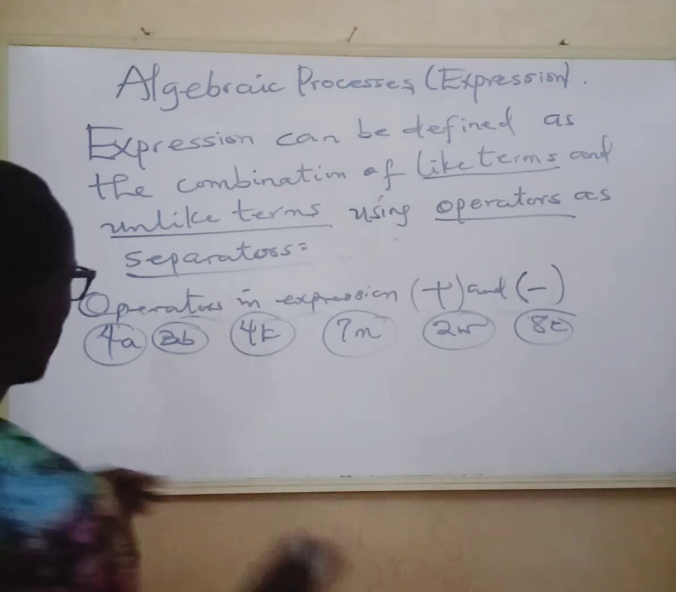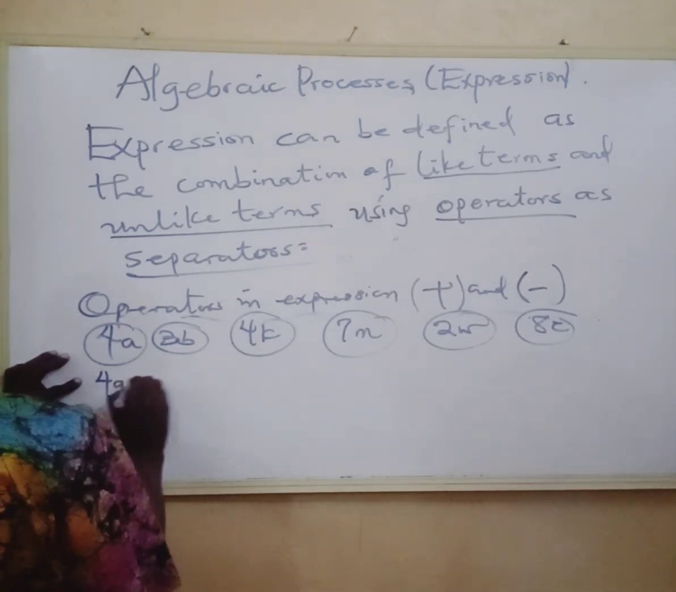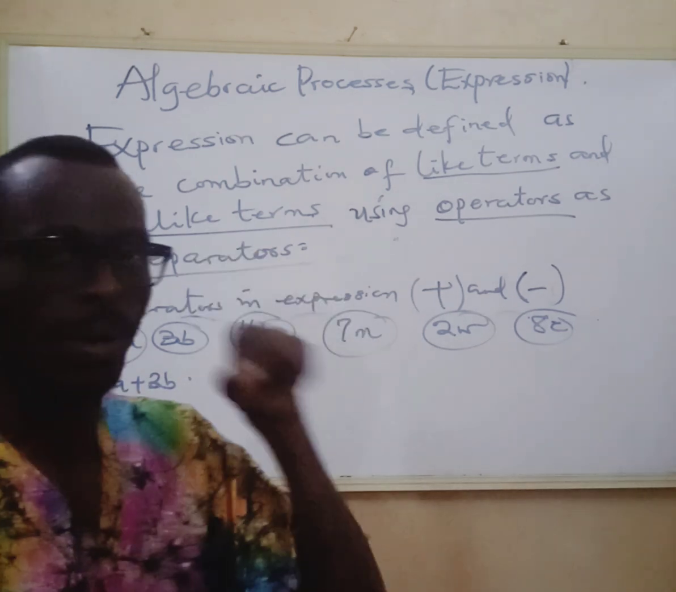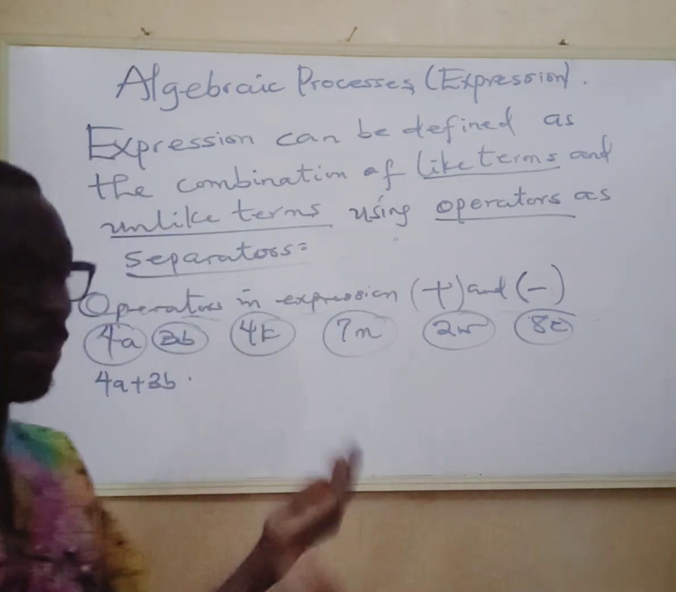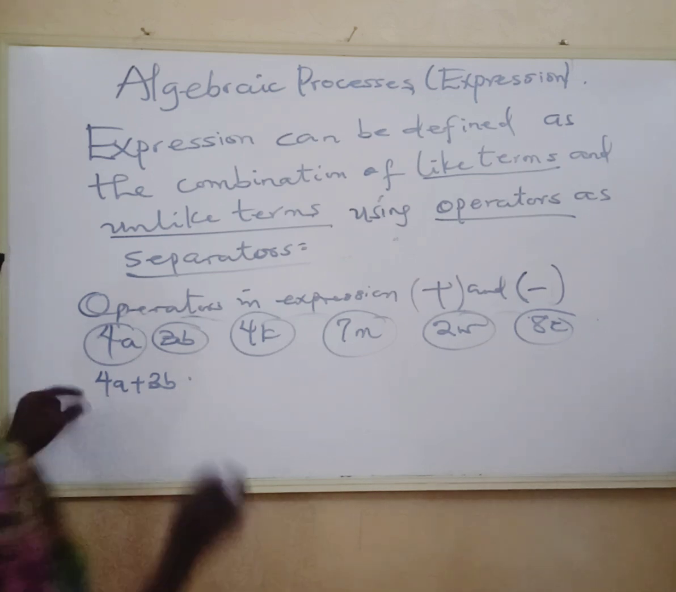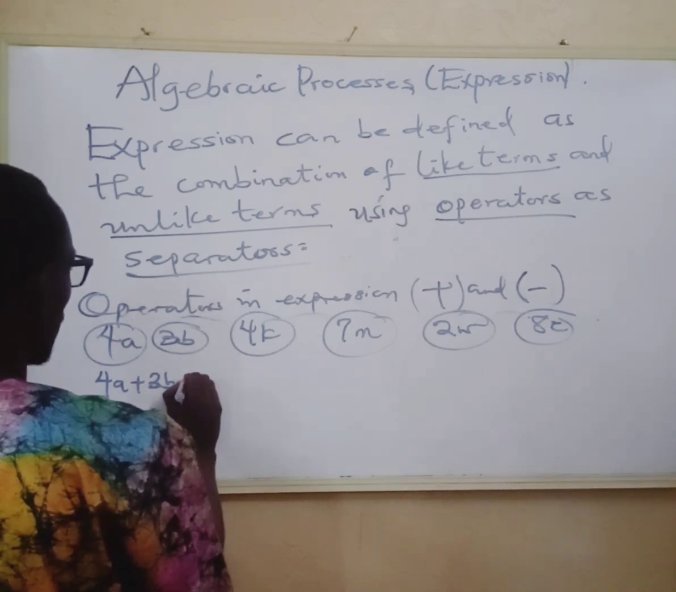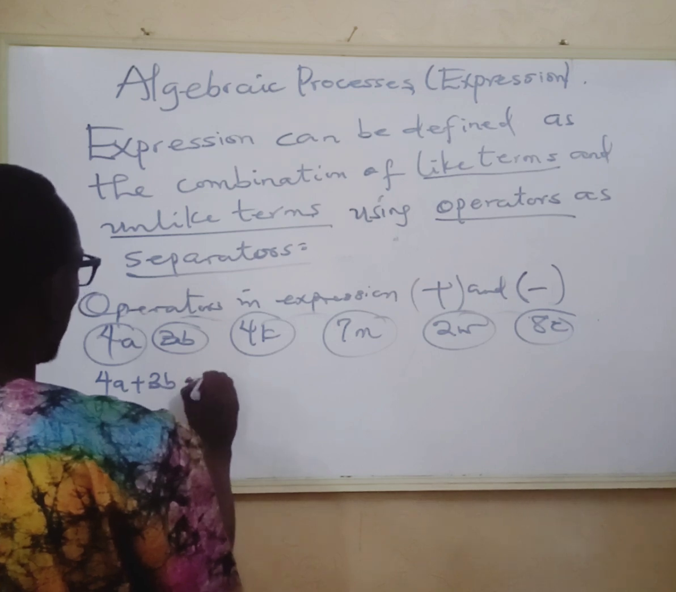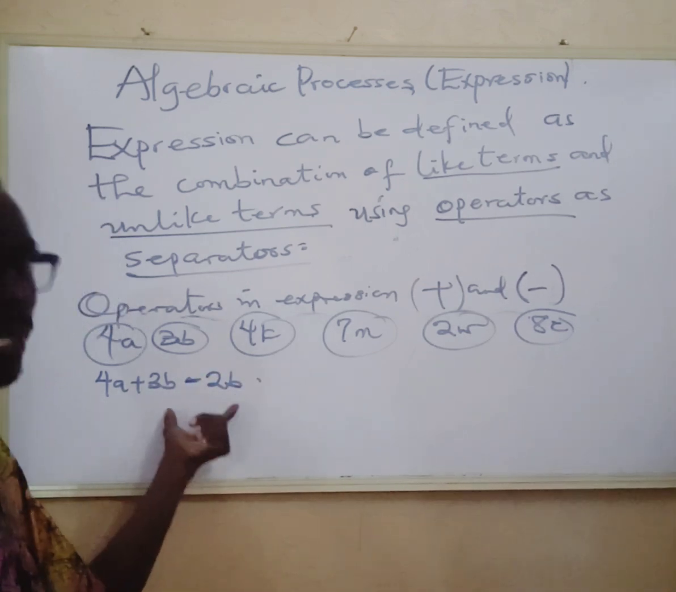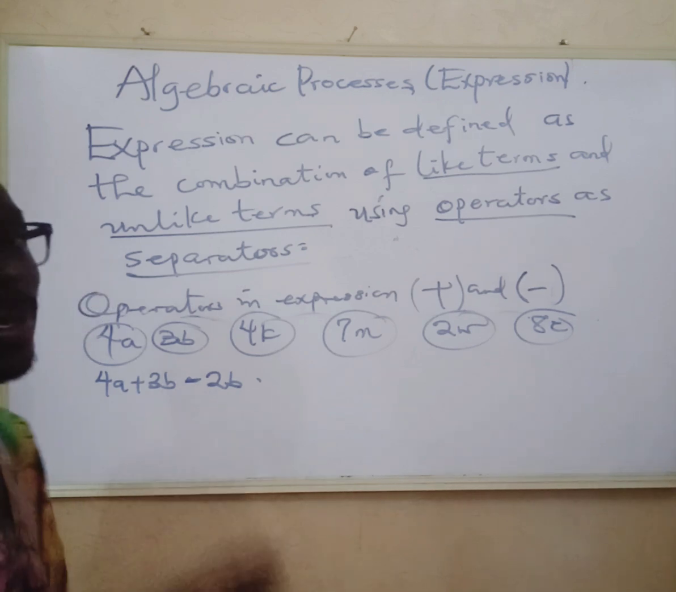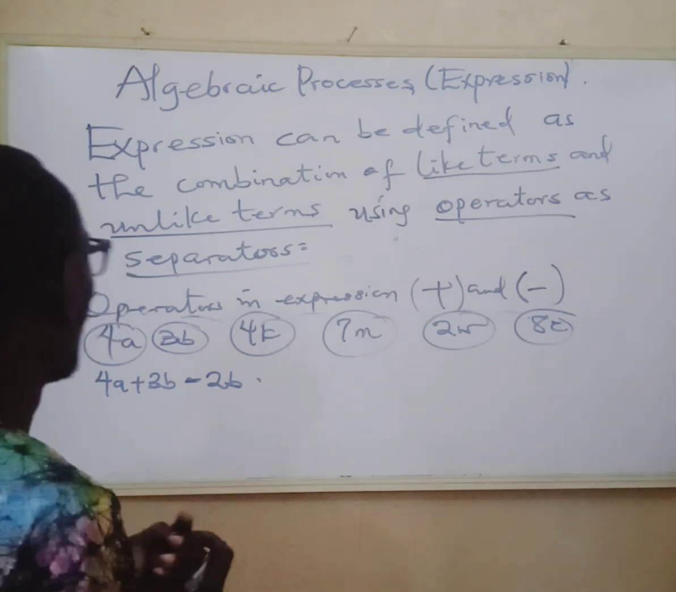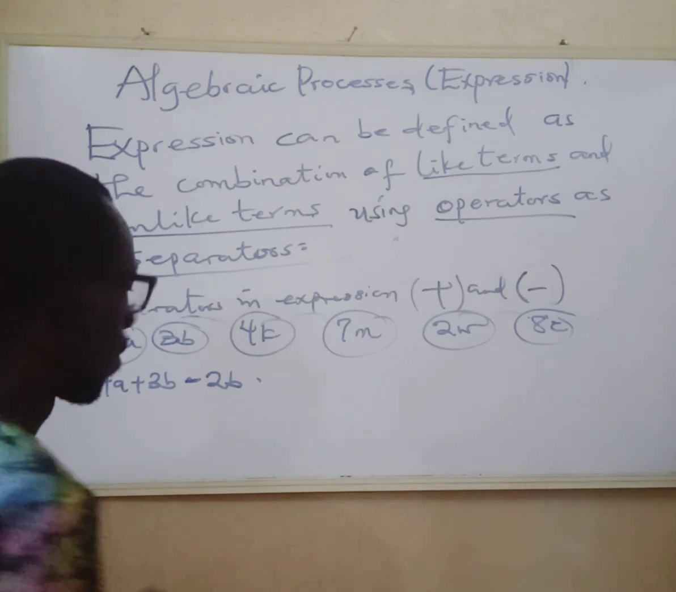We have combined 4a plus 3b. We can easily combine any term with the previous term. Let's say you are combining with the same like term, minus 2b. This is a like term, the combination of like terms, and also the combination of a separator acting like an operator.